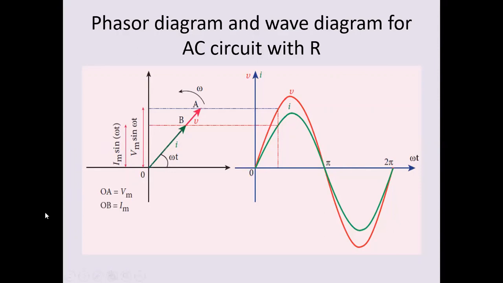We are drawing in the same line because they are in phase with each other. So both the diagrams have to be drawn together. So this gives you the phase relationship between the alternating current and the alternating voltage. An AC circuit with pure resistor is having both current and voltage in phase with each other.